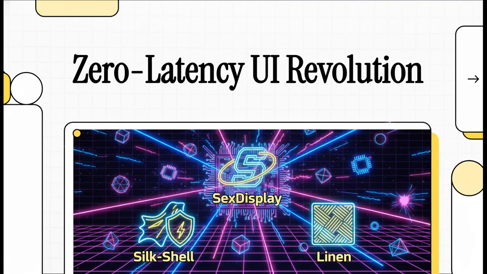Today, we're stepping into what feels a bit like a groundbreaking 1980s tech unveiling, but for the absolute bleeding edge of modern operating system design. We're diving deep into the Sexos UI stack, and we are literally going to reveal the most advanced display variant ever built. We're talking about a genuine zero-latency UI revolution, and it's all powered by this holy trinity of architecture: SexDisplay, Silk Shell, and Linen.